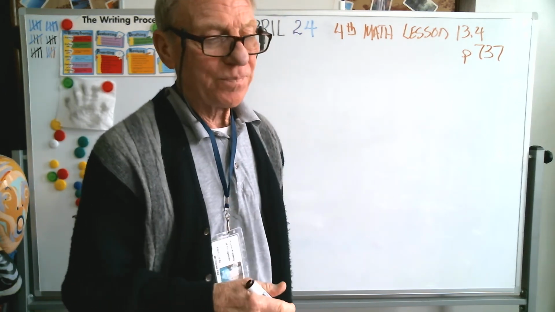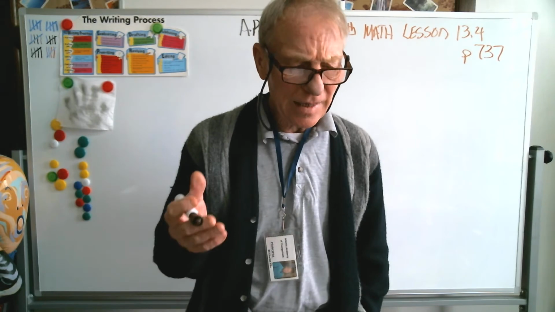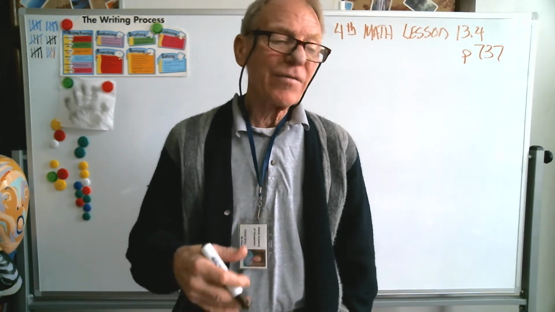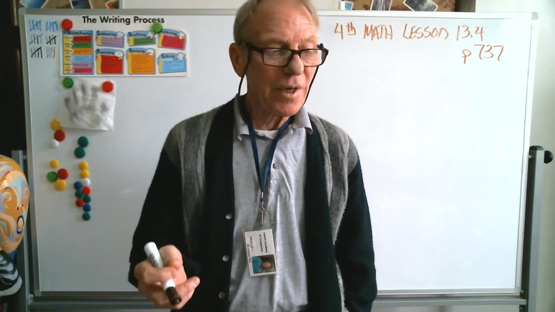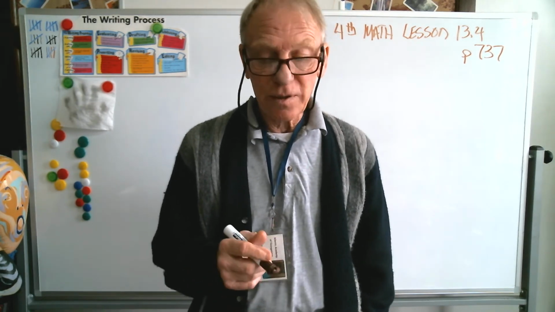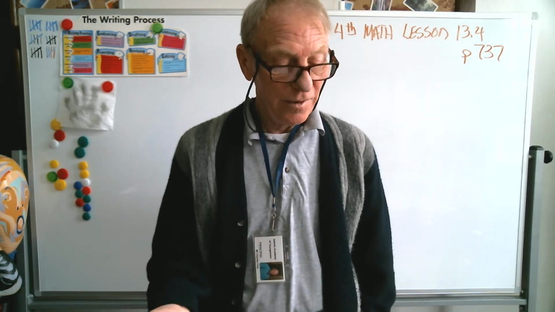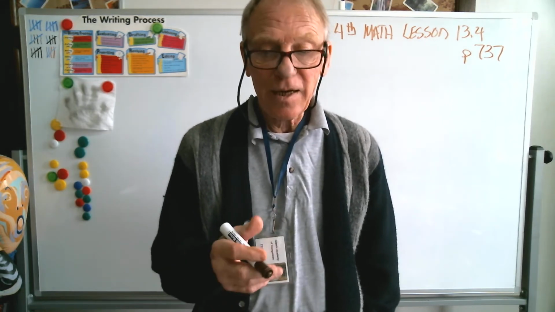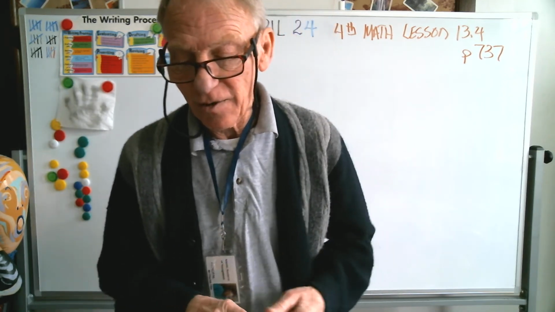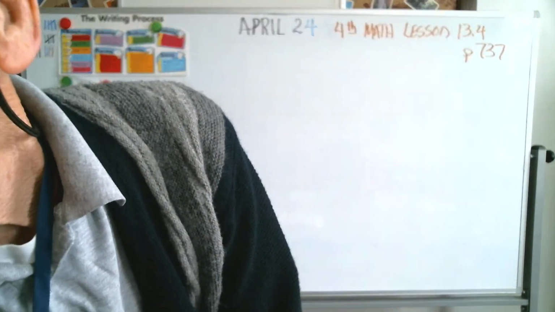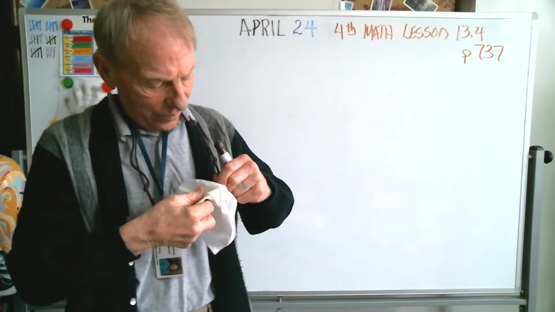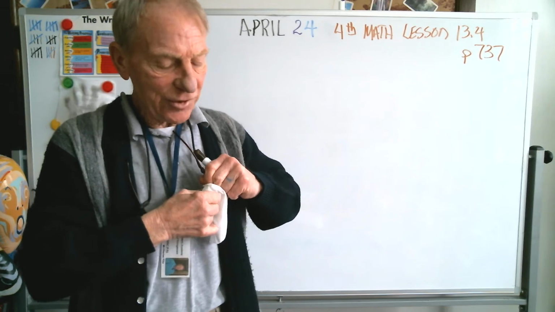This chapter is about finding unknown measures. In other words, they give you some information, but it's missing something. And you got to figure out what the missing dimension is. Now this is pretty simple. Don't let your brains go into a tizzy here. I'm going to show you how to do this. You just got to be thinking logically.